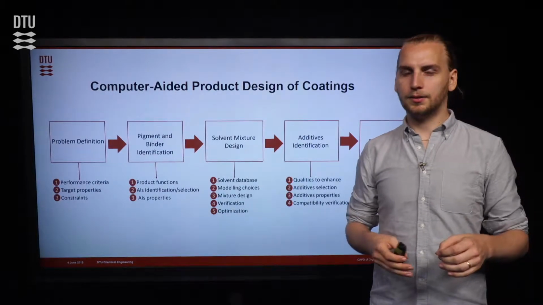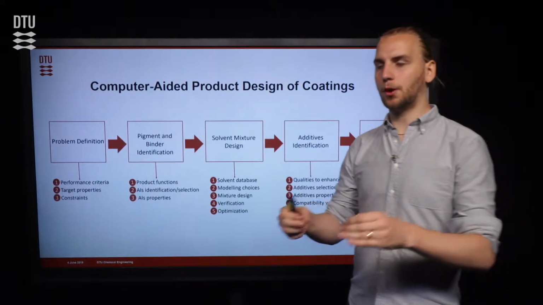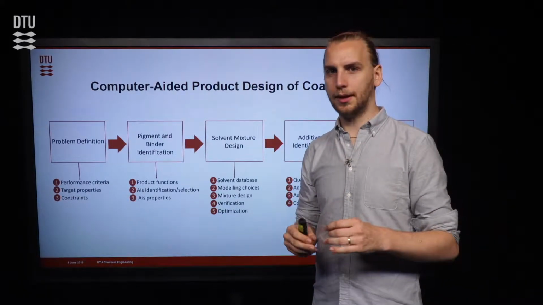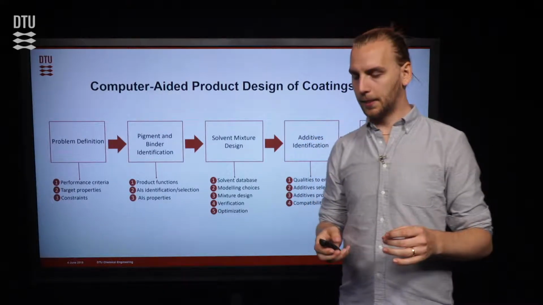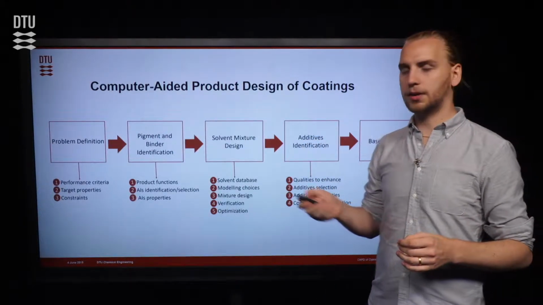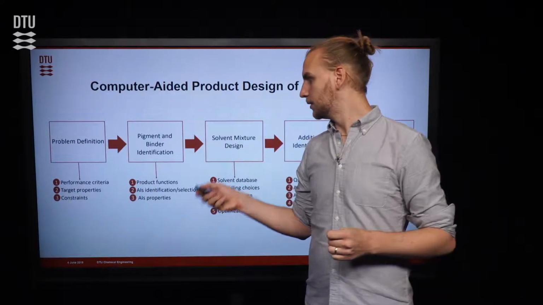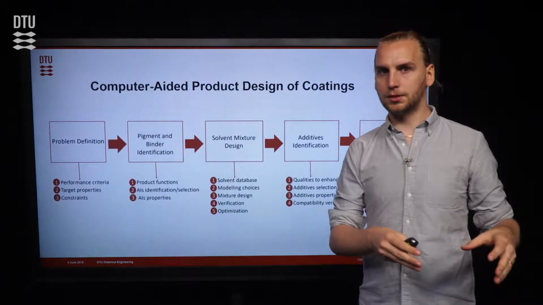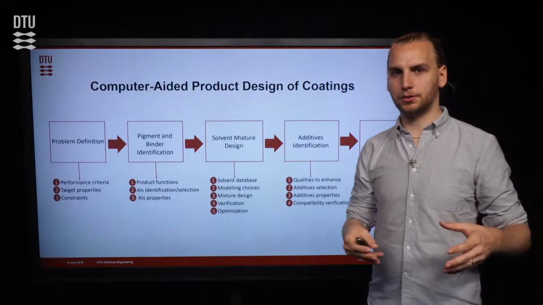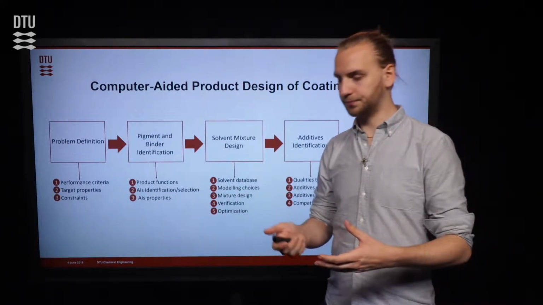Computer-aided product design is quite a wide term for breaking down a problem into its most basic parts and solving it piece by piece. And the first step to do so is to decide upon the necessary performance criteria of the formulation, to relate this to the properties, and then to set reasonable limits or constraints on these properties.